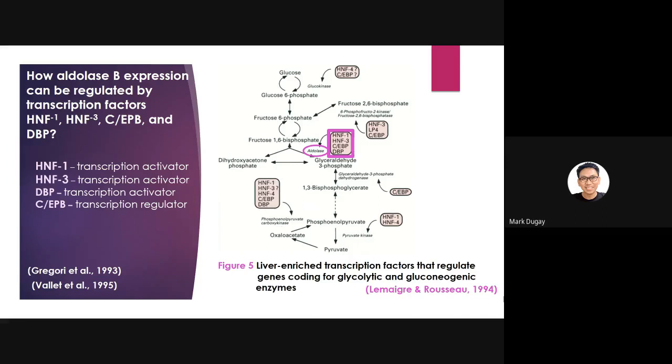So a study conducted by Gregory on the competition between the transcription factors HNF1 and HNF3 and alternative cell-specific activation of DBP and CEBP contributing to the regulation of the liver-specific aldolase B promoter showed that in HepG2 cells, HNF1 and DBP are strong activators of aldolase B, which increases the gene expression, whereas the CEBP was found to weakly activate aldolase B in HepG2 cells and strongly activate aldolase B in hepatocytes.